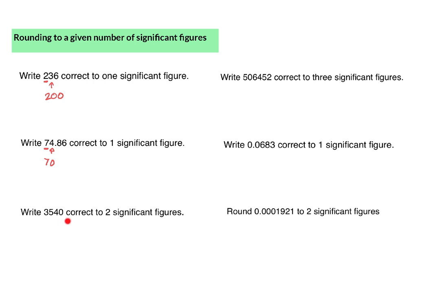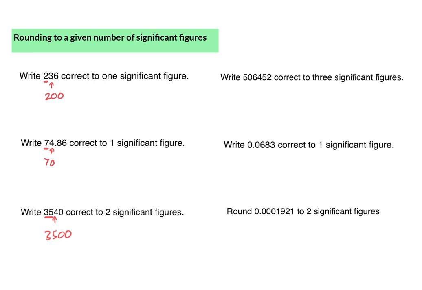For the third one here, we round to 2 significant figures. So my first 2 significant figures are 3 and then 5. The 4 tells me I round down. So my answer is going to be 3500. So all of these, they round down, but if any of those numbers after where we cut had been 5 or more, we would have rounded the numbers up.